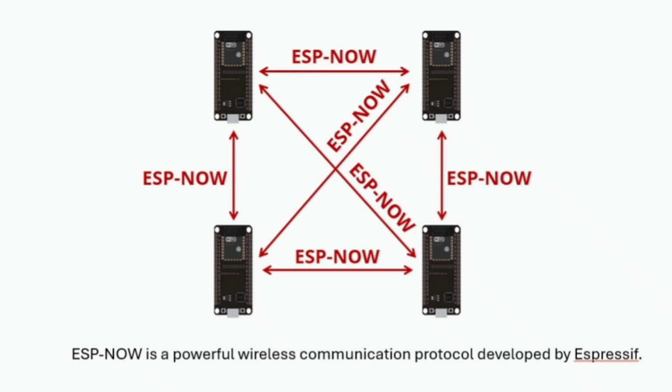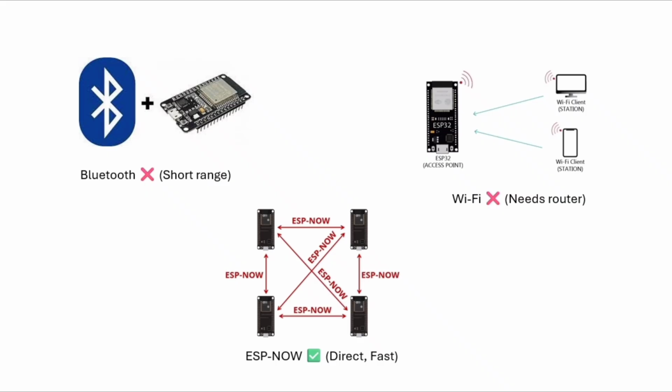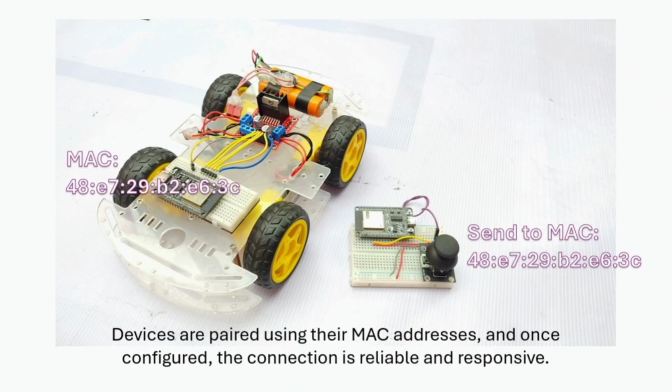ESP-NOW is a powerful wireless communication protocol developed by Espressif. Unlike Wi-Fi or Bluetooth, ESP-NOW allows multiple ESP32 devices to communicate directly with each other without needing an internet connection or router. Devices are paired using their MAC addresses, and once configured, the connection is reliable and responsive.